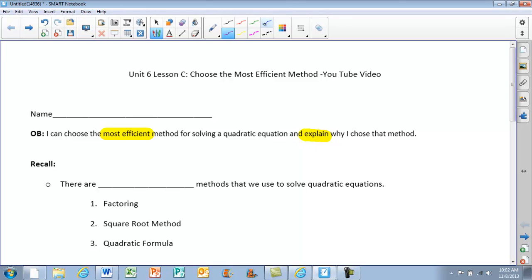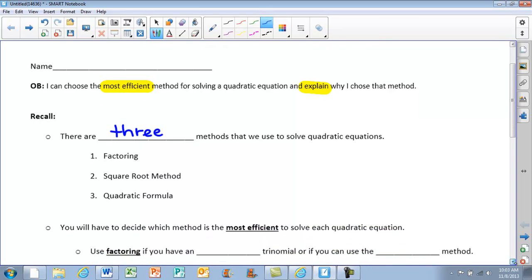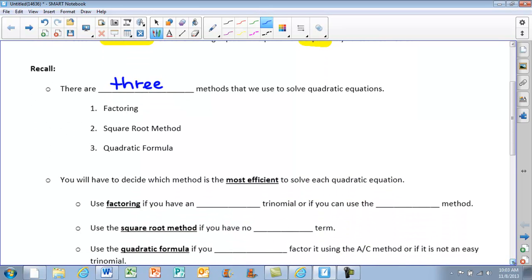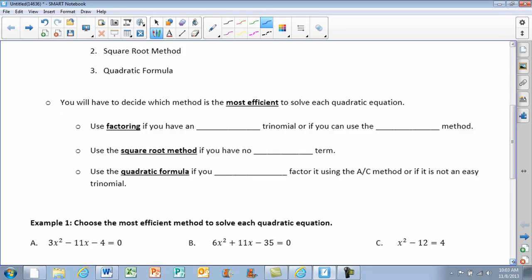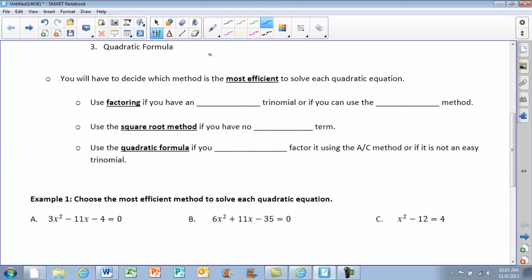So, if you go ahead and recall, there are three methods that we use to solve quadratic equations. You know from the videos you've watched so far in Unit 6, we can solve by factoring, by the square root method, or by the quadratic formula. So this time, you are going to have to decide which method is going to be the most efficient to solve each quadratic equation.